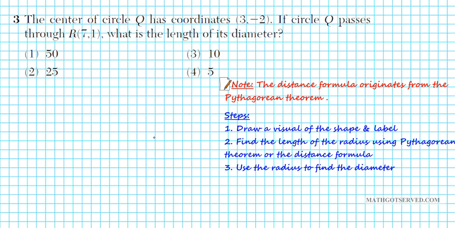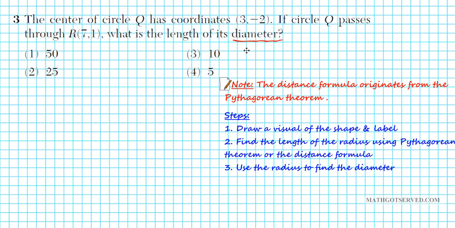We're going to find a length that represents the radius of circle Q, either using the distance formula or the Pythagorean theorem. Both of them work equally well because they're the same formulas in different forms. And lastly, we're going to use the radius to find the diameter.